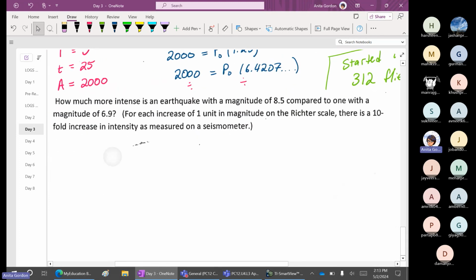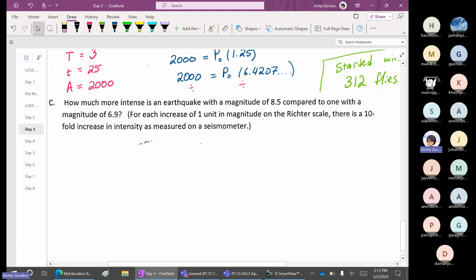Okay, how much more intense is an earthquake with magnitude 8.5 compared to one with a magnitude of 6.9? Now, for each increase of 1 unit of magnitude, the Richter scale is a 10-fold increase in intensity, meaning it is a base 10 increment. Very similar to chemistry when we do the pH scale. We can say the pH of an acid is 3 or 4, but how do we compare the acidity of something with a pH 3 versus pH 4? How many more times acidic is it?